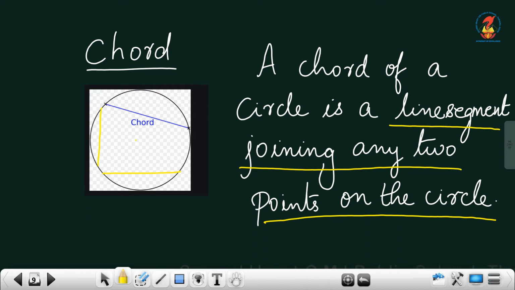And suppose this is the center of the circle. If it is passing through the center also, it's a chord. But if the line segment passes through the center, what is the name of that? It's a diameter. So, we can say the diameter is the longest chord of the circle. Chord means a line segment joining any 2 points on the circle, and the diameter is the longest chord of the circle. Okay. So, this is a chord. That means the end points are on the circle.